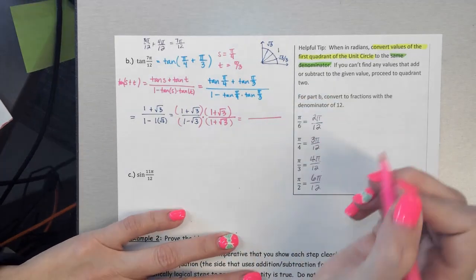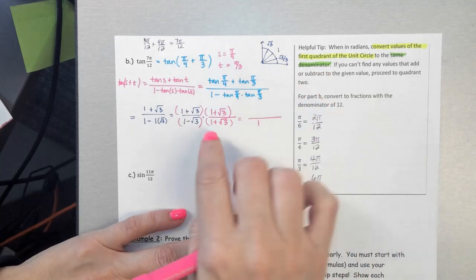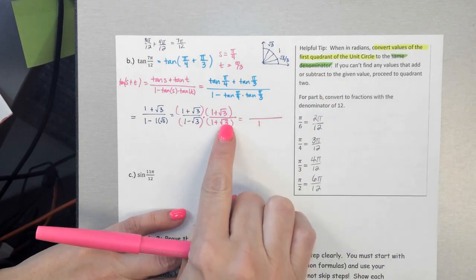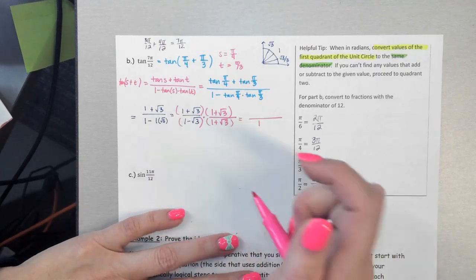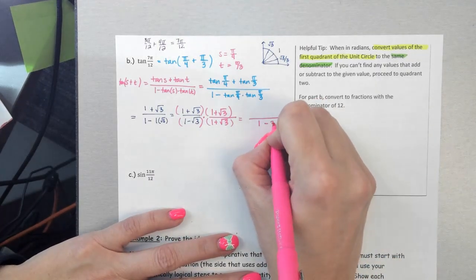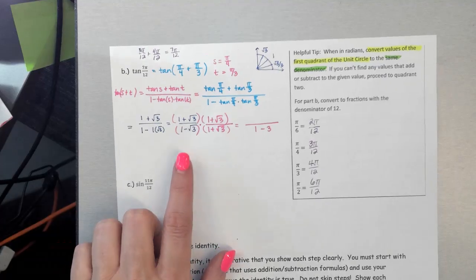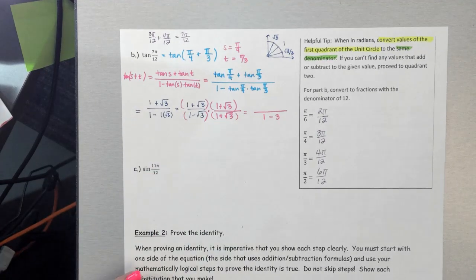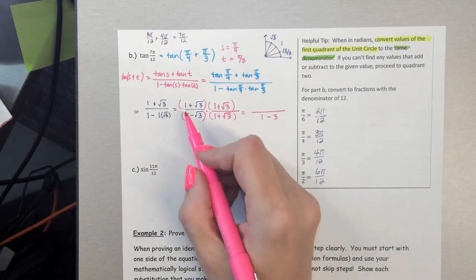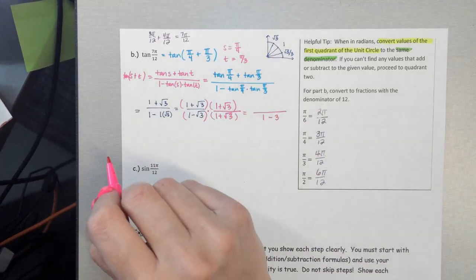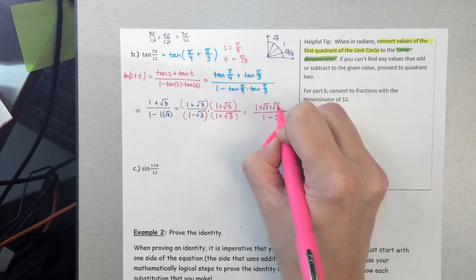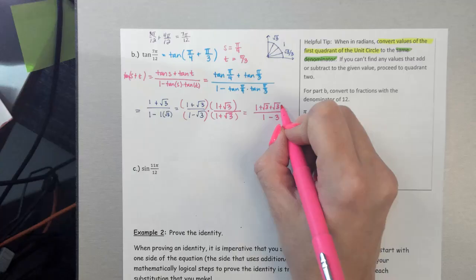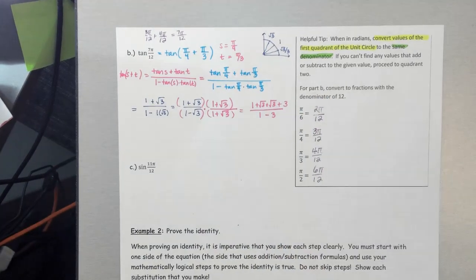So when you FOIL, 1 times 1 is 1. Here you're going to get negative root 3 and plus root 3, so those cancel. Root 3 and root 3, when you multiply, is going to be minus 3 there. But the numerator, those are not conjugates, so they're not going to cancel. So 1 times 1 is 1. On the inside, you get plus root 3. On the outside, you get plus root 3. Root 3 plus root 3 is positive 3.